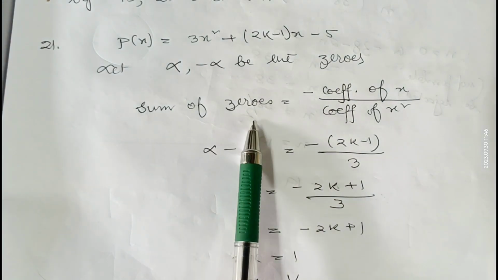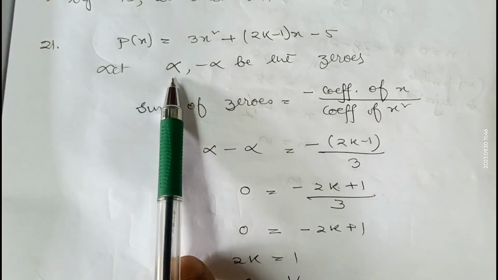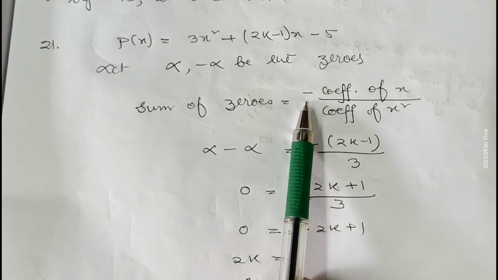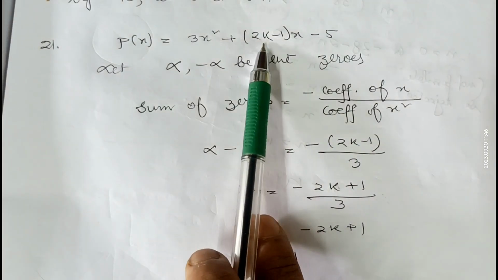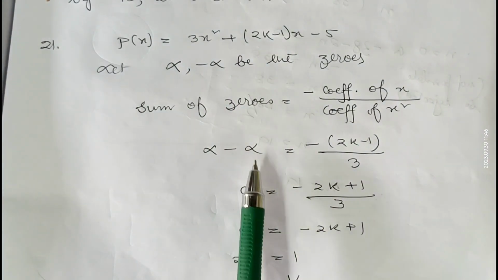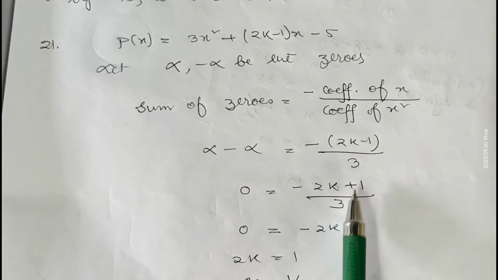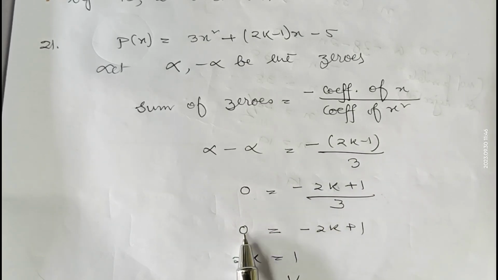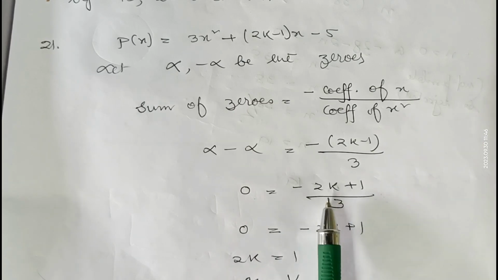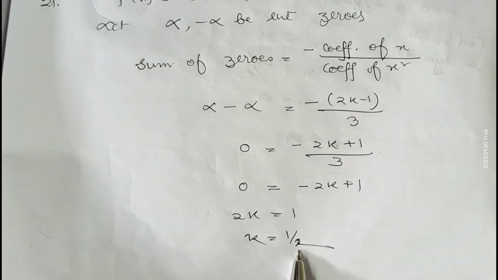Now we know the sum of zeros formula is minus coefficient of x by coefficient of x square. The sum of zeros will be alpha plus minus alpha equals minus the coefficient of x, which is (2k minus 1), by the coefficient of x square, which is 3. Now alpha minus alpha is 0, so 0 equals minus (2k minus 1) by 3, that is minus 2k plus 1 by 3. If you cross multiply, 3 into 0 is 0, so 0 equals minus 2k plus 1. Transferring minus 2k, it will be 2k equals 1. So k equals 1 by 2. Therefore the required value of k is 1 by 2.